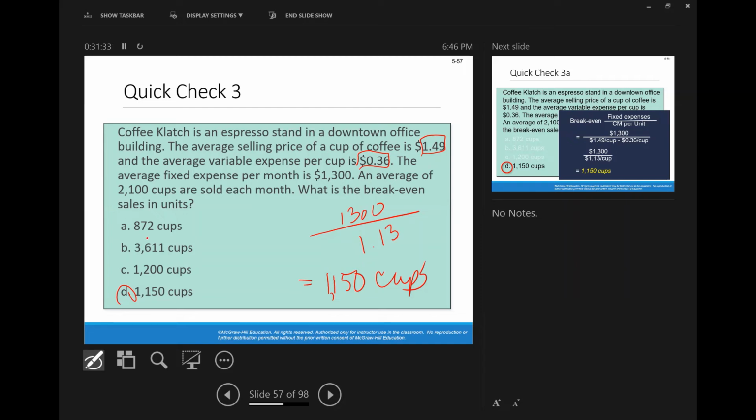So they have the equation one that's written out, and then they have the formula one, which I guess I've been doing the formula one. So the unit sales to break even on the formula is fixed expenses divided by unit contribution margin. And that's what we just calculated.